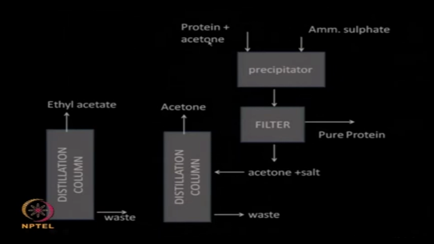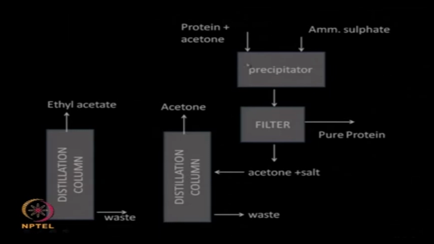So in this particular case you may add a salt so that there is a difference in solubilities, so your protein may precipitate out. If the protein precipitates out, what do you do? You can go to a filter. So you can filter the protein, so the liquid will contain the solvents, salts and everything, and we can take out the pure protein, okay.